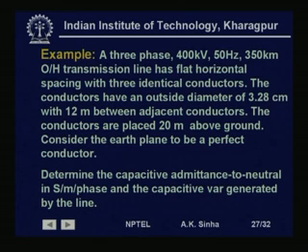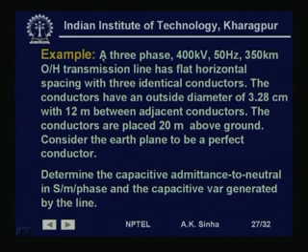So, now that we have seen how to calculate the capacitance taking into account the effect of earth, and we have also seen how we can calculate the series or shunt admittance for a double circuit line taking into account the mutual effects. Well, let us take an example to illustrate some of the concepts that we learned today.